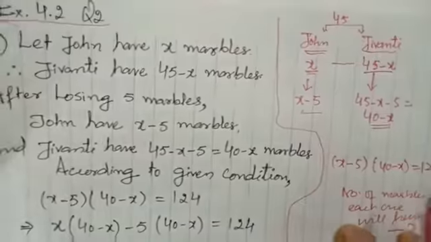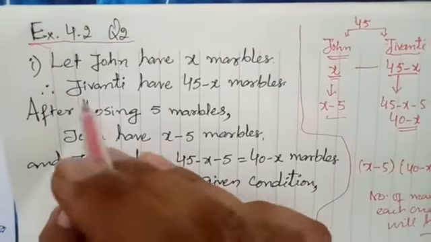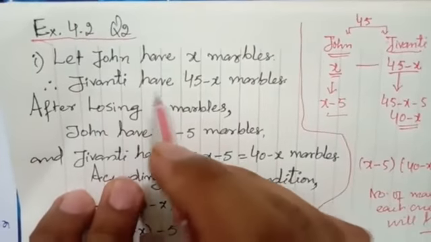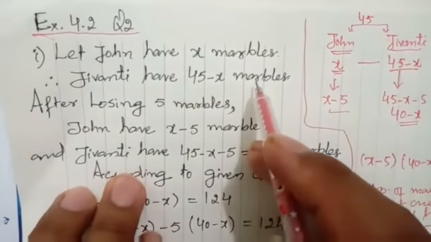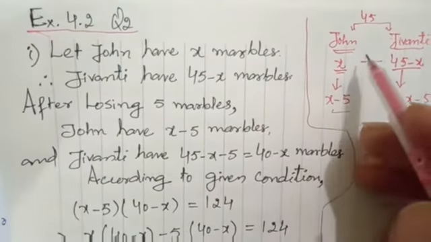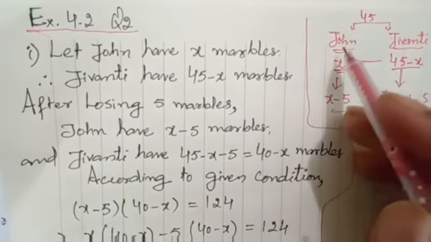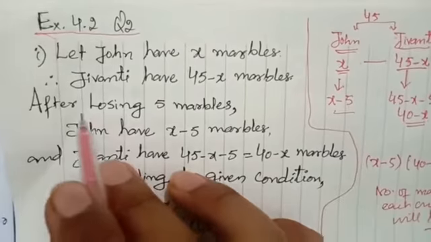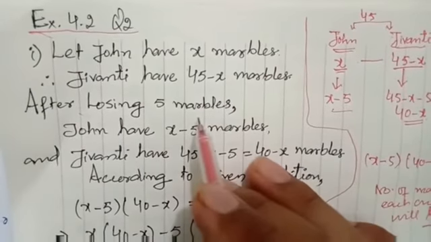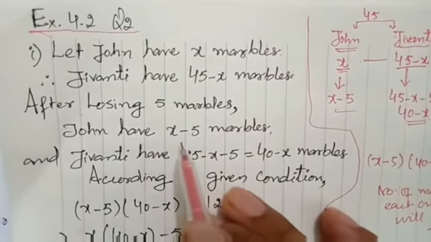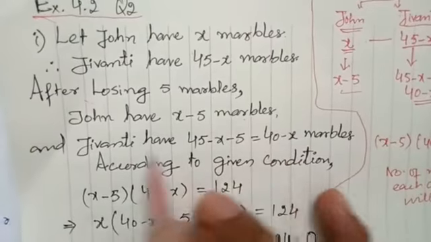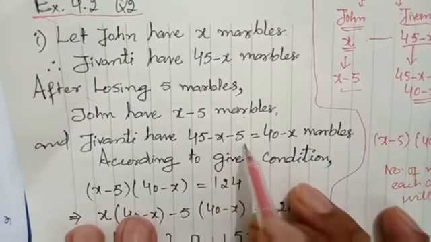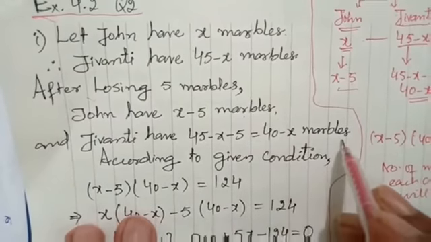Now let's look at the solution. We wrote here, let John have X marbles. Therefore, Jivanti has 45 minus X marbles, because the total marbles are 45. If John has X, Jivanti will have 45 minus X marbles. After losing 5 marbles, John has X minus 5 marbles and Jivanti will have 45 minus X minus 5, that is 40 minus X marbles.